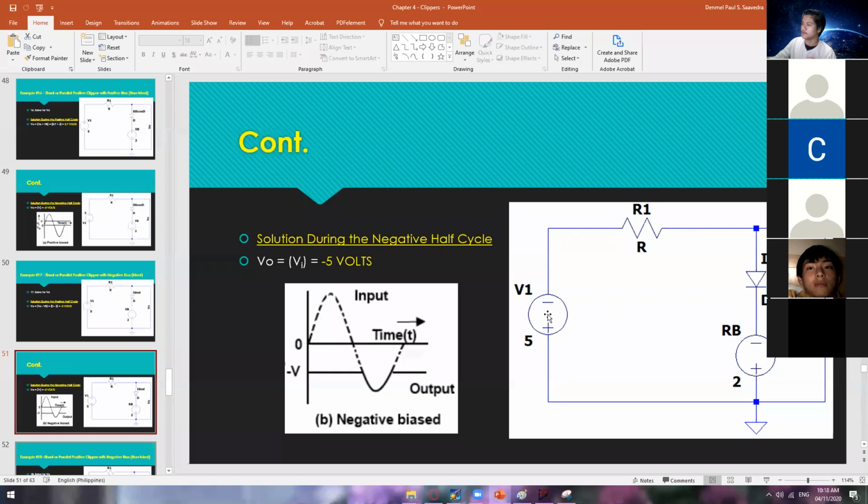So if V sub I is greater than V sub B, then that's the only time that it will conduct a current. So -3 onwards. So -3, -4, and then -5. And then since this one will become reverse bias, our V sub O is -5 volts. So it will go directly to our V sub O, because this one is open, or reverse bias. Okay, so that's it for example number 17.